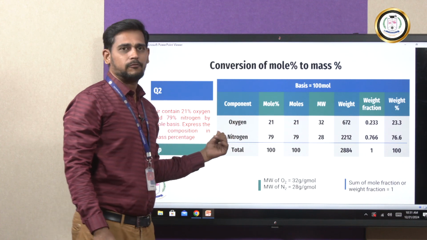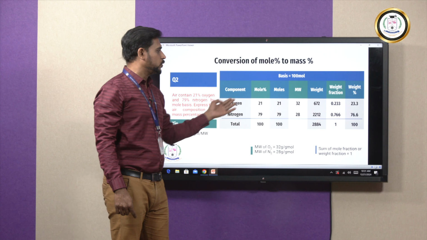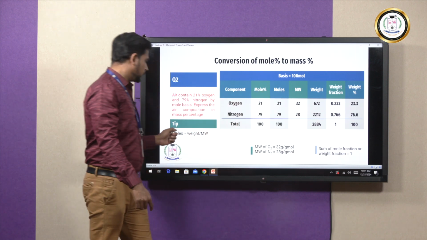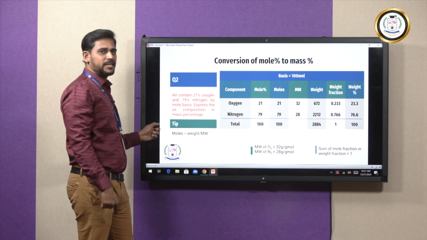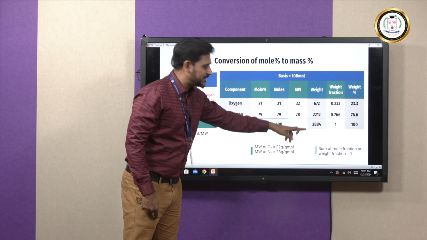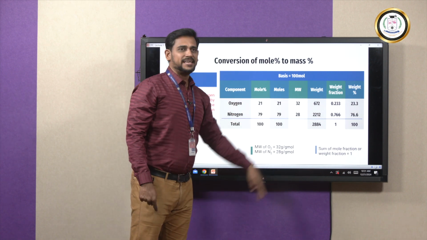Then the molecular weight of oxygen, O2, is 32. The molecular weight of nitrogen, N2, is 14 plus 14, which is 28. We know that moles is equal to weight divided by molecular weight, so weight is equal to moles into molecular weight. That is 21 into 32 is the weight of oxygen, and 79 into 28 is the weight of nitrogen. So the total weight is 2884.